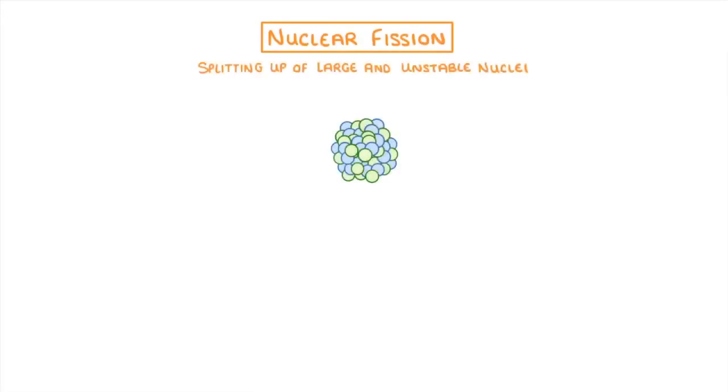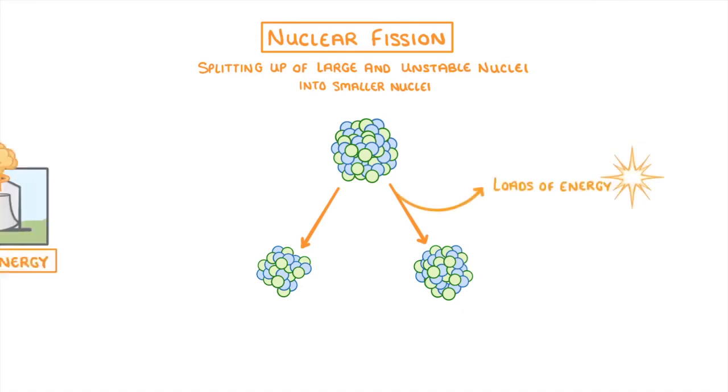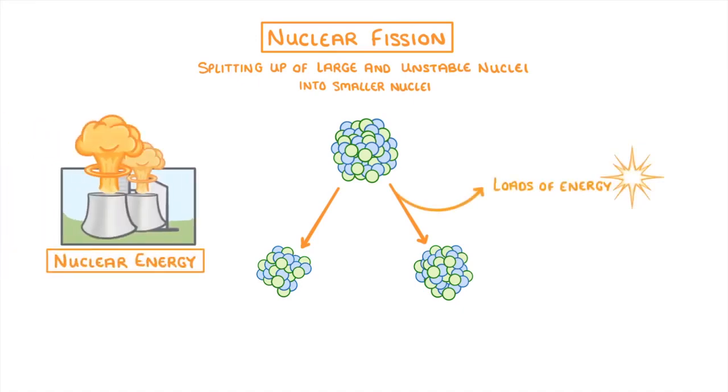In today's video, we're looking at nuclear fission, which is the splitting up of a large and unstable nuclei into smaller nuclei. At the same time, it releases loads of energy, which is how we get all of our nuclear energy here on Earth.